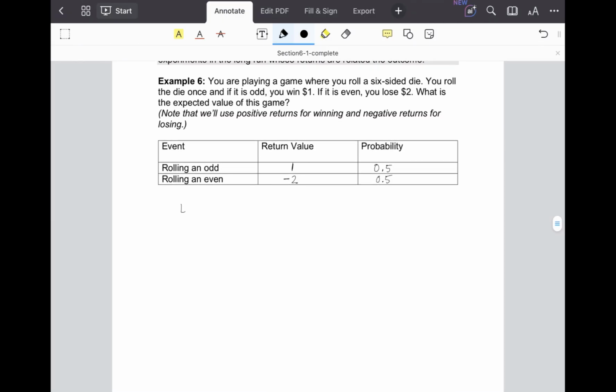And if we want the expected value, we could use technology. I just want to show you. It's pretty quick when you have only 2 rows. So it's 1 times 0.5 plus -2 times 0.5. That's just 0.5 minus 1, which gives us -0.5. Because it's negative, in the long run, we'd expect to lose money.